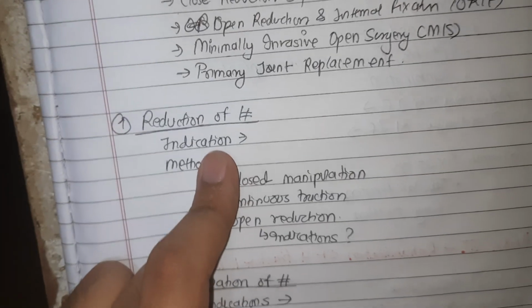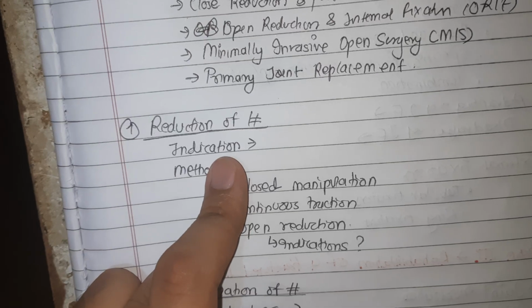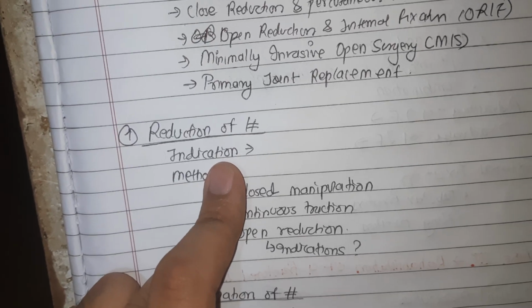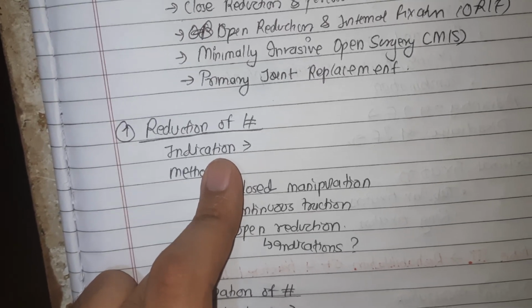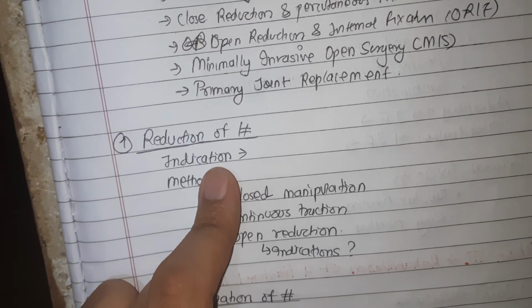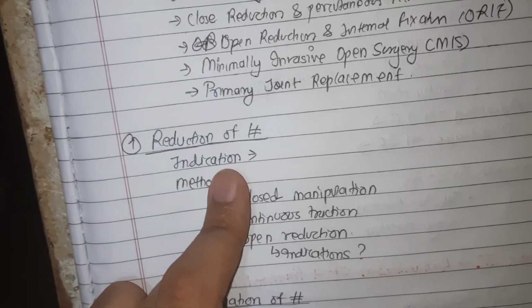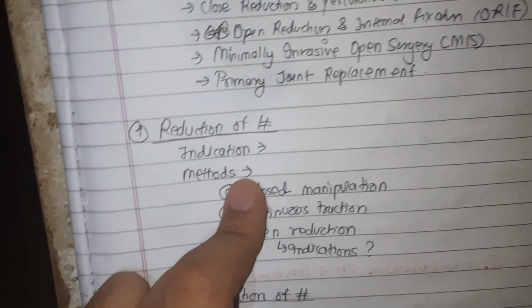So in general, imperfect apposition of the fragments can be accepted more readily than imperfect angular alignment or rotational malalignment. So perfect anatomical reduction is desirable in some fractures, even if an operation is required. For example, the intra-articular fracture.